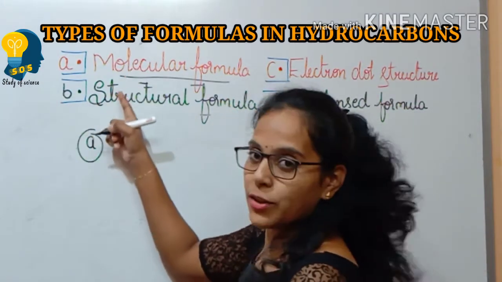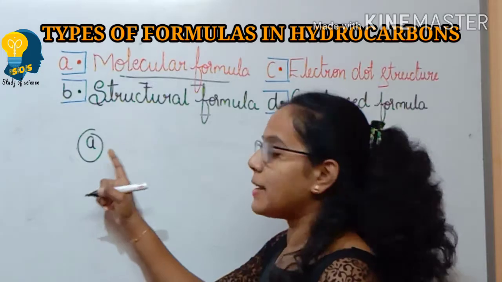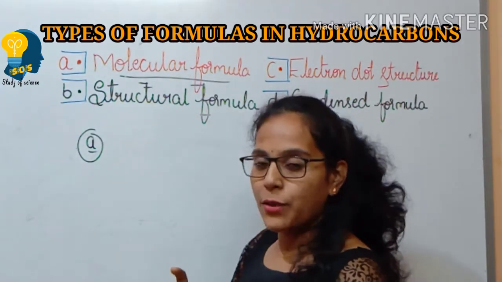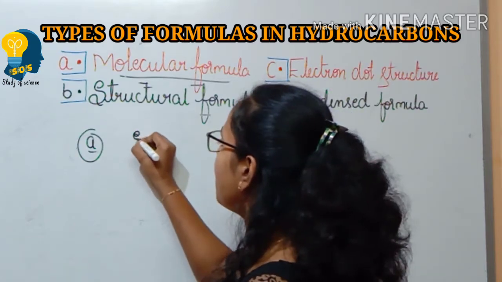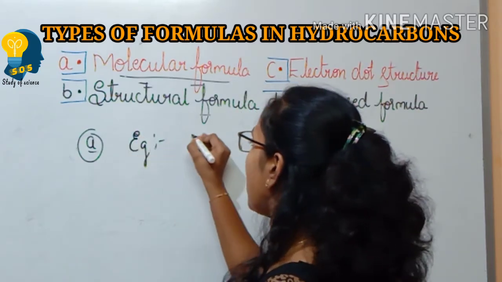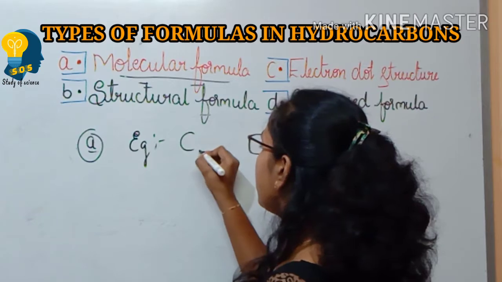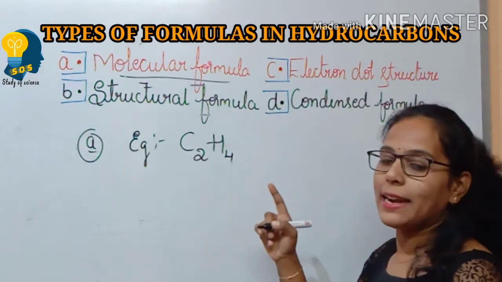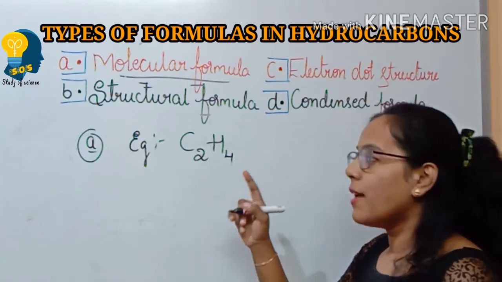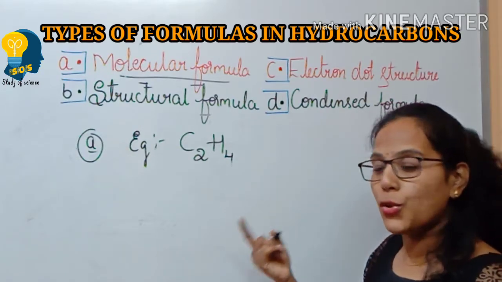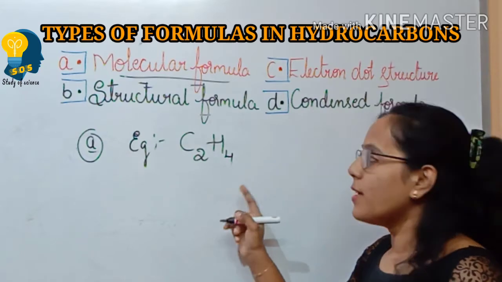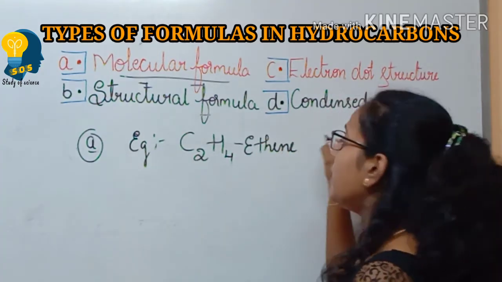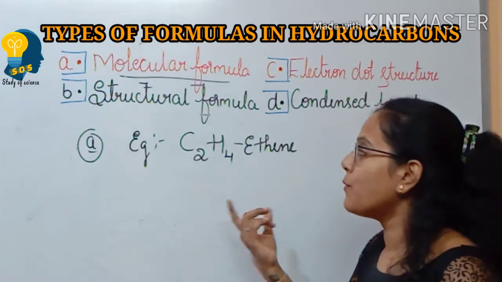As I am teaching the first one, I will be writing the same number, that is A. Here I am going to write the same alphabet. So we are going to learn about the molecular formula. The example will be, let me write now, ethene. Ethene is C2H4. You know the general formula of alkene, right? It is CnH2n. When n is equal to 2, it is C2H4. So this is ethene. So when we write the molecular formula, what have we found out now?